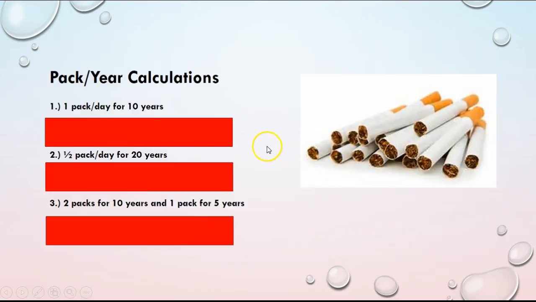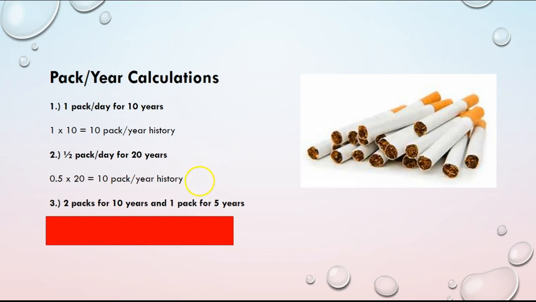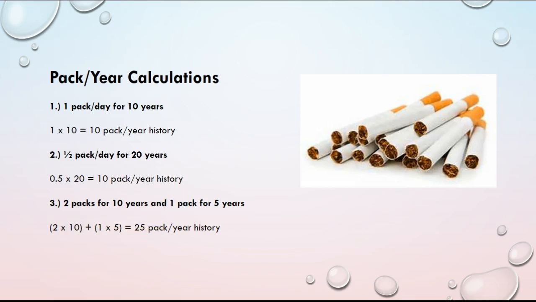All right, so let's do some review here. Pack year calculations. We have one pack per day for 10 years. Take a moment. I hope you said 10 pack year history. A half a pack a day for 20 years. And the correct answer is 10 pack year history. And 2 packs for 10 years and 1 pack for 5 years. Believe it or not, people sometimes will smoke for a long time, have a hiatus, and then they pick up smoking again. I hope you said 25 pack year history.